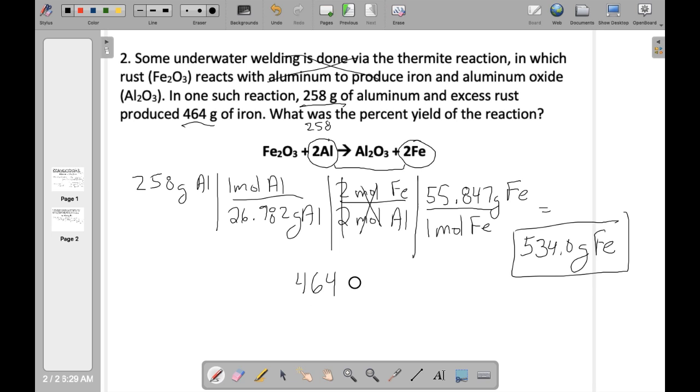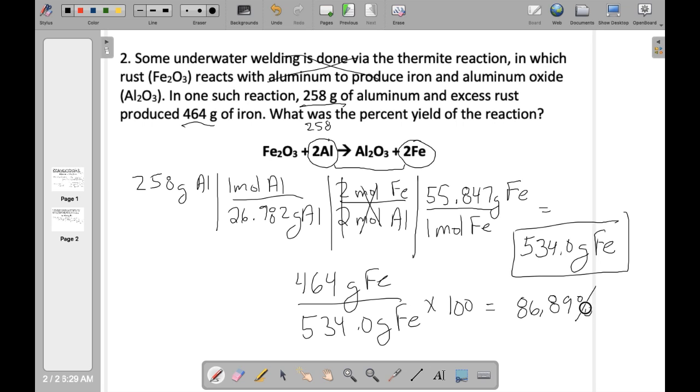This is the actual yield divided by the theoretical yield times 100 equals 86.89%. And that is my percent yield.